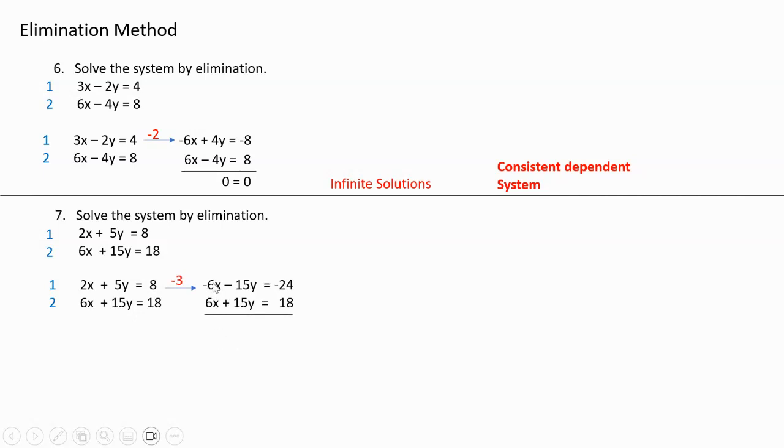Notice everything on the left will cancel. So negative 6x plus 6x, negative 15y plus 15y will be 0 on the left side, but the right side will give us negative 6. Remember that there are no variables, no x or y, and this is not true because 0 does not equal negative 6. That means no solution, which means the lines are parallel. This is called an inconsistent system.